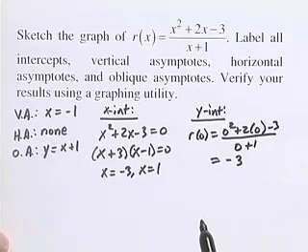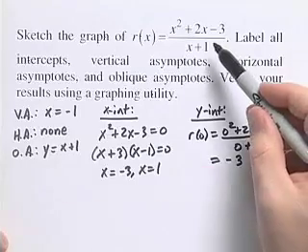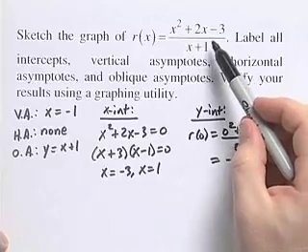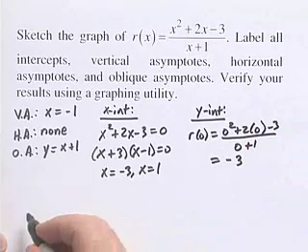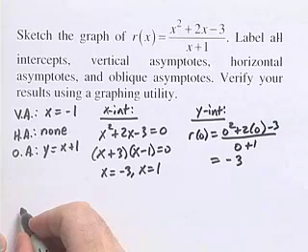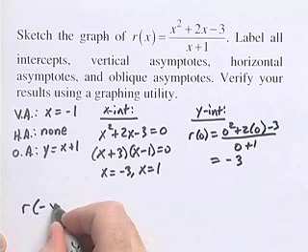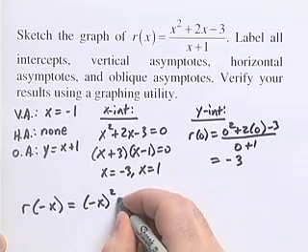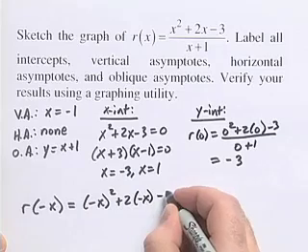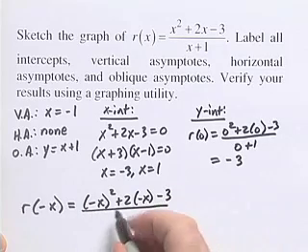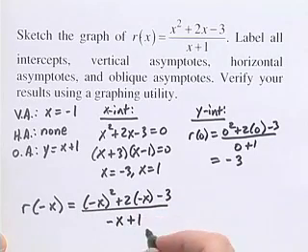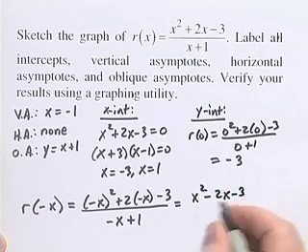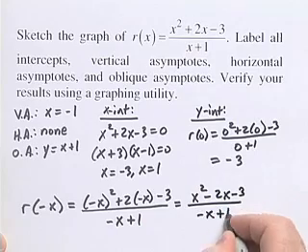It also is helpful to check for any symmetry. Now, since this is a function, it can't be symmetric around the x-axis because that would fail the vertical line test. But we can check for symmetry around the origin and around the y-axis. We're going to do that using the idea of even and odd functions. So first we're going to find r of negative x. So r of negative x will be negative x quantity squared plus 2 times negative x minus 3, divided by negative x plus 1. That will give us x squared minus 2x minus 3 divided by negative x plus 1.